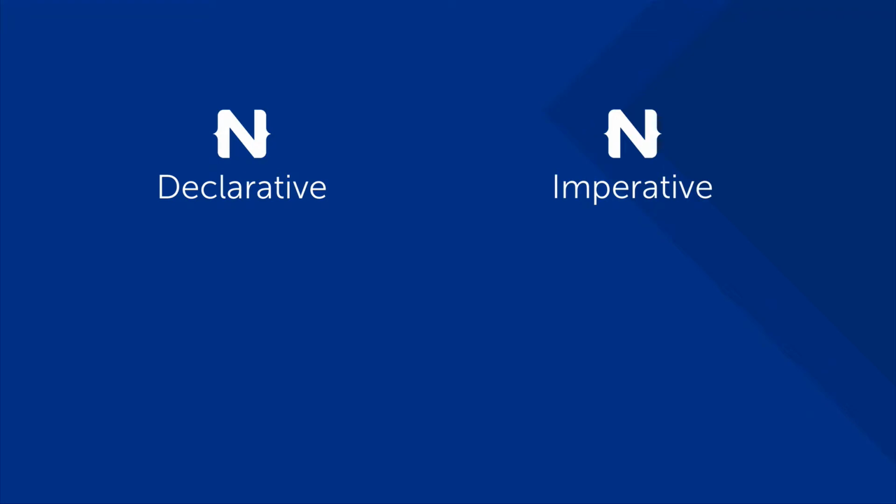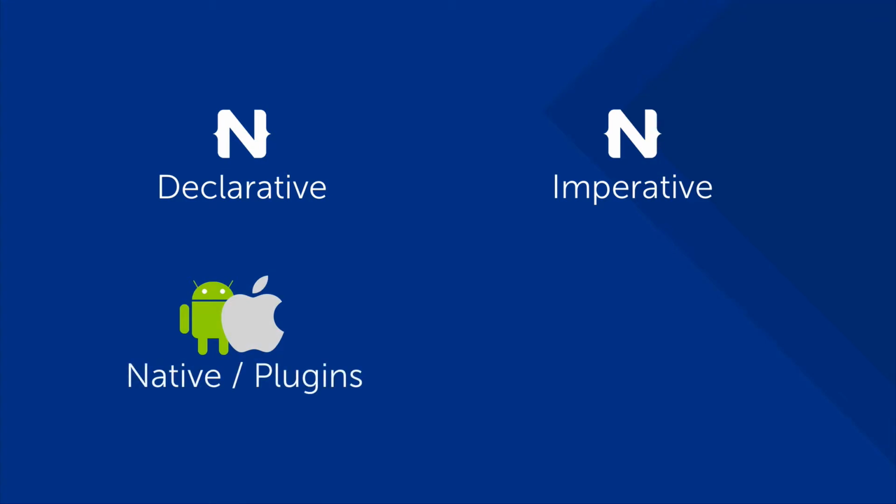Next one is native or plugins. So you can write native code right in your JavaScript. I don't know if those familiar with NativeScript knew that, but you can write native code. I'll show an example of that. It's not exactly a beginner topic, it's a more advanced topic, but you'll see an example. If you're an iOS developer, you'll recognize it right away.